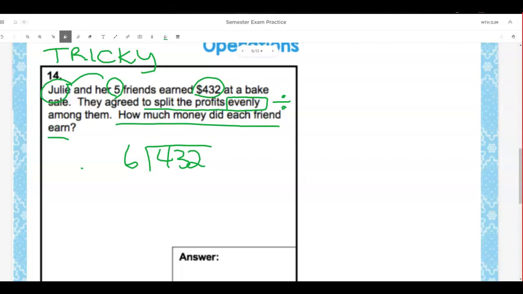How many times can 6 go into 43? 7. 7 times 6 is 42. We're going to subtract. Get 1. Bring down the 2. How many times does 6 go into 12? 2. So each person is going to get $72.